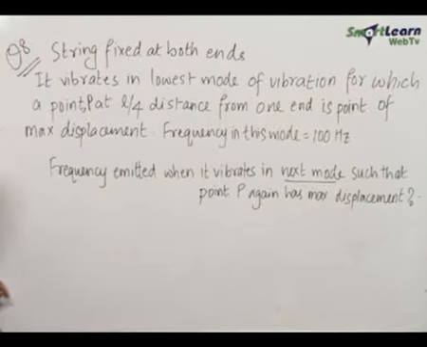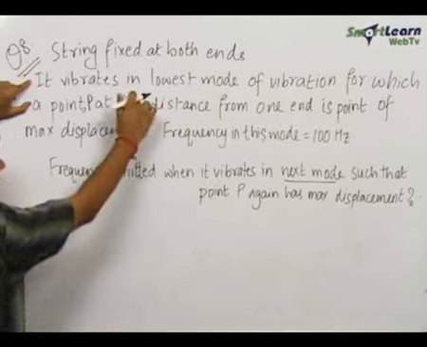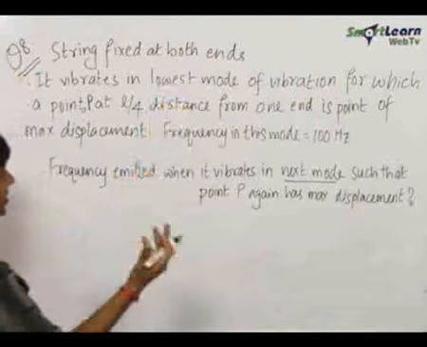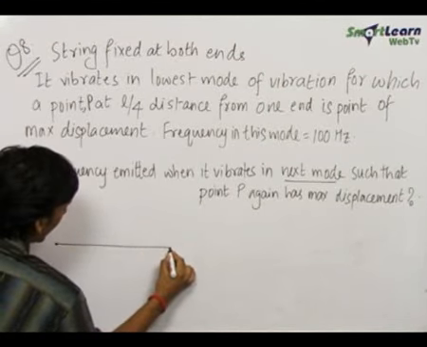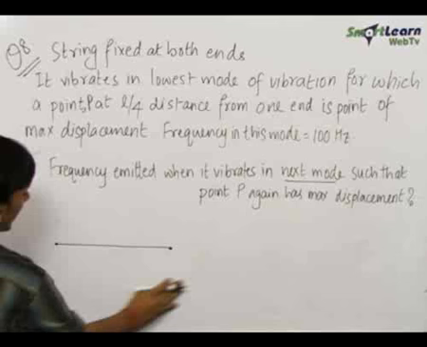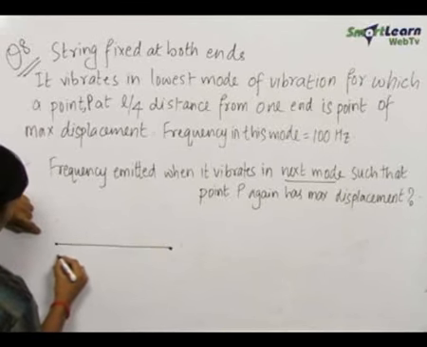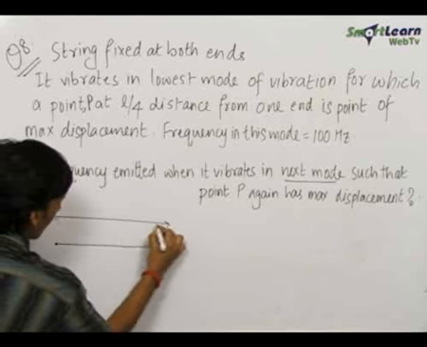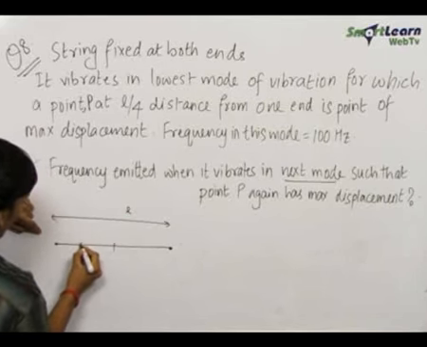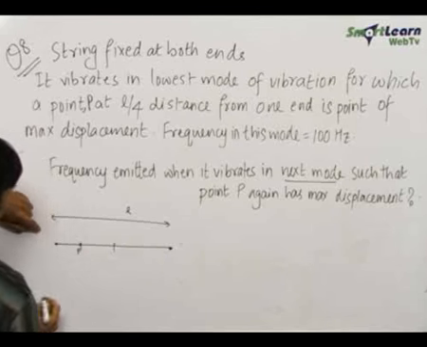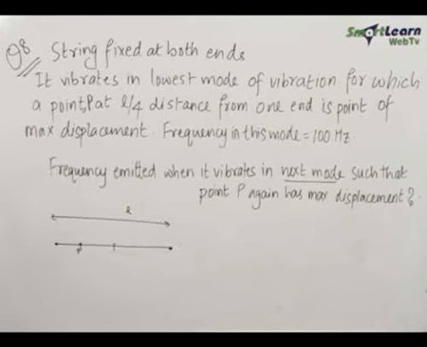Now for solving this question, we have to analyze the first part first. It vibrates in the lowest mode of vibration. Which is that lowest mode of vibration? So let us find out. Let us draw the diagram of the string. It is always very helpful to draw the diagram of the string. This is the string fixed at both ends. The total length is L. Now there is a point P at L by 4 distance which has maximum displacement, that is, it is an antinode.